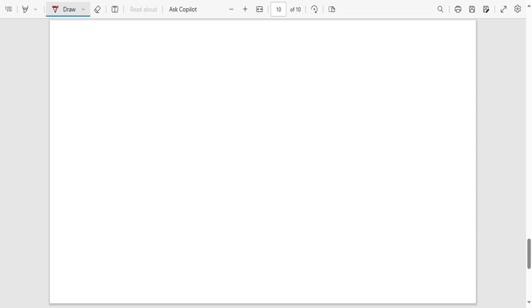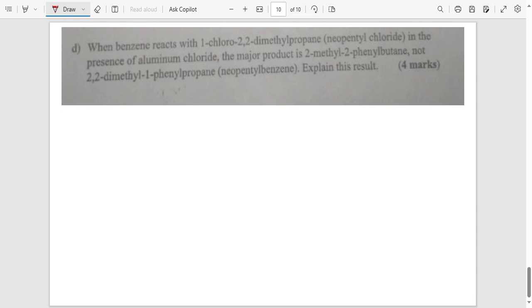Sure. Okay, let's look at this. This is going to be our last question here. Question 3, and probably question 4 we'll do in the next tutorial. When benzene reacts with 1-chloro-2,2-dimethylpropane, which is also known as neopentyl chloride, in the presence of aluminum chloride, the major product is 2-methyl-2-phenylbutane, not 2,2-dimethyl-1-phenylpropane. Explain this result.